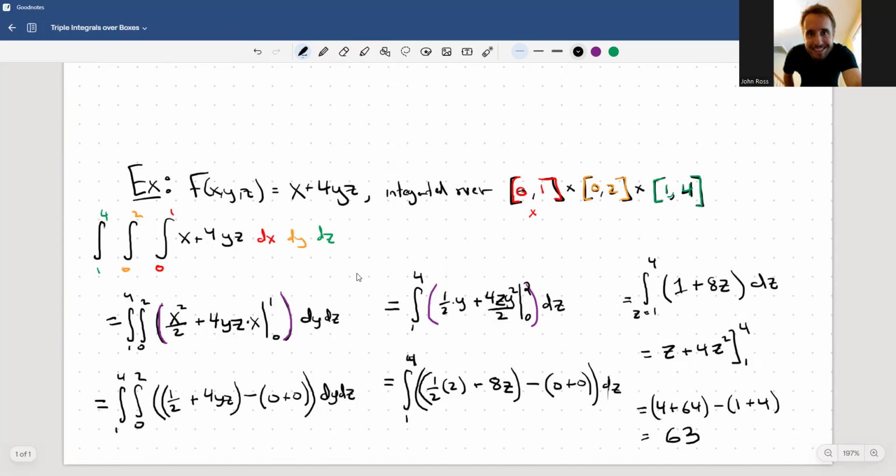And so this is an example of us working through this entire process, starting with a function of 3 variables, integrating over a triple domain, but ultimately arriving at a single answer.